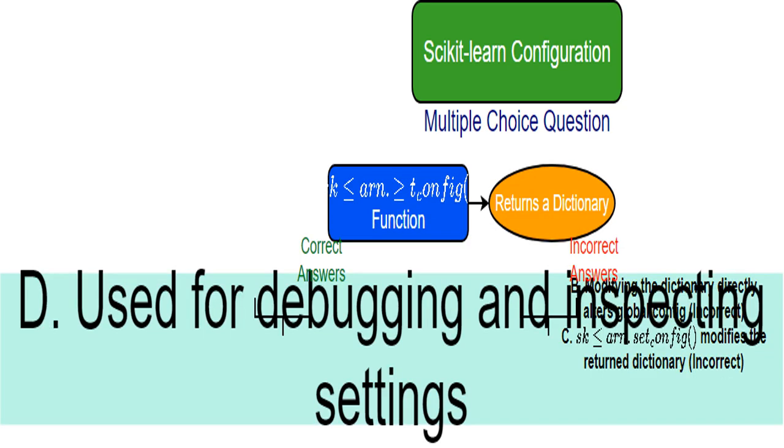Absolutely, this is a key use case. When things aren't working as expected, I'd use sklearn.get_config to check what all the settings are. That allows me to check if settings were accidentally misconfigured or if they're just set differently than I thought. It's a lifesaver for troubleshooting.